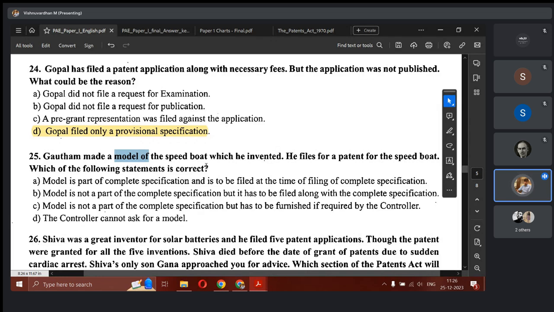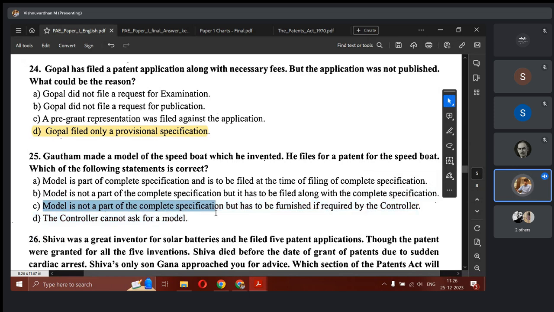Which of the following statements is correct? Option A: Model is part of the complete specification and is to be filed at the time of filing of complete specification. This is not true. A model may be requested by the controller, and if it is requested, then you have to give it. Otherwise, it's not needed. Option B: Model is not a part of complete specification, but it has to be filed along with the complete specification. Again, it's not true. It doesn't have to be filed with it at all, and it's not a part of it. So B is also wrong.